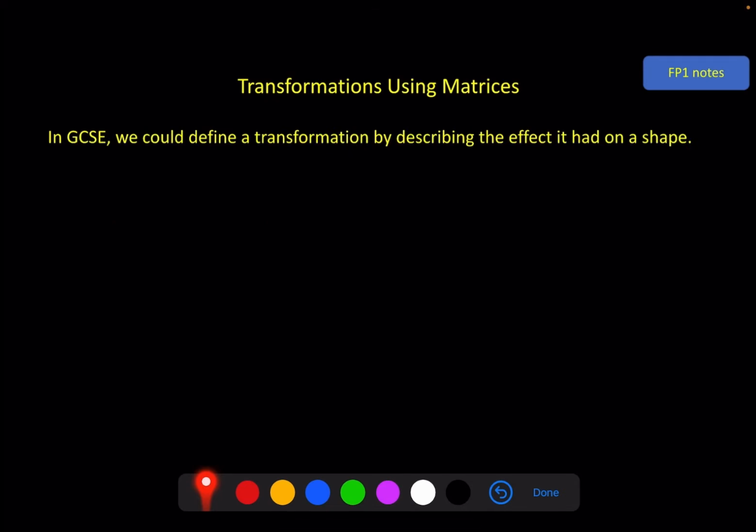So, representing linear transformations. In GCSE, we did this by describing the effect that a transformation had on a shape. For example, if we had something like this, and then you transformed it, and it ended up something like this, then you would say, oh, it was a reflection in the y-axis. And that sort of description would be the way a question would tell you to do something. It would say, reflect in the y-axis, as the command in the question.